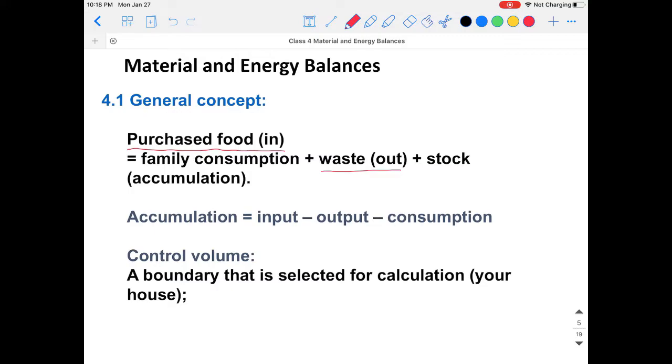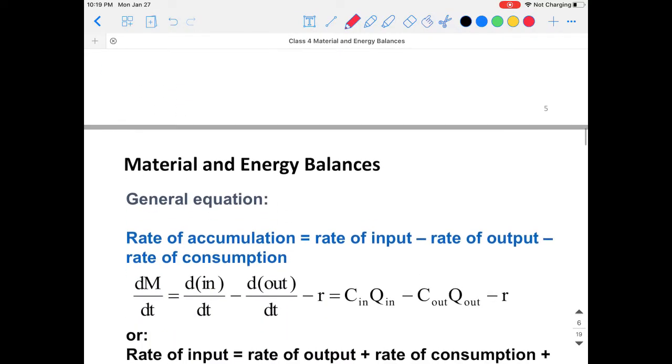So we can also rearrange this equation here and put the accumulation on the left-hand side. And you can see that accumulation is equal to input minus output minus the consumption. Okay, so we talk about the definition of the control volume. So control volume is a boundary that is selected for your calculation. For this case, you choose your house as the control volume just for convenience, correct?